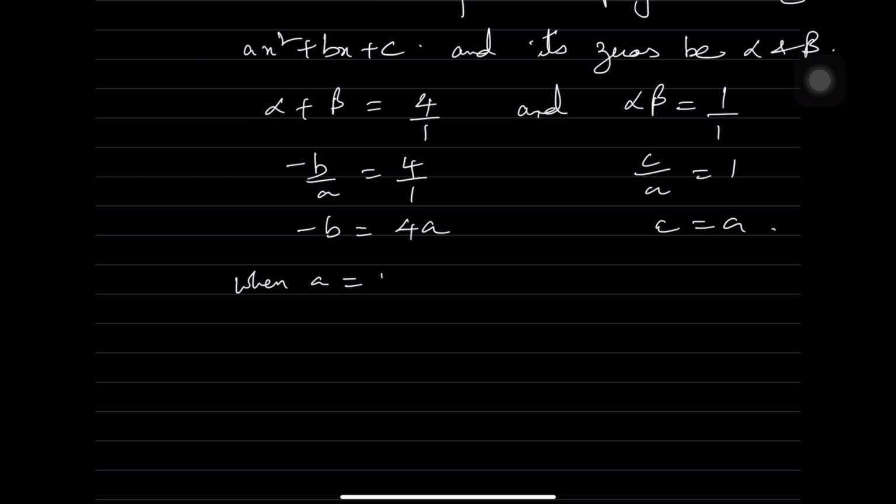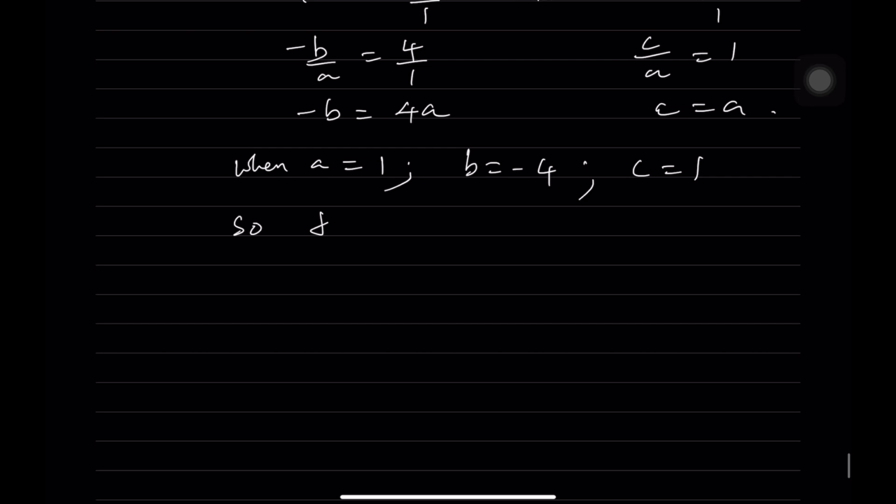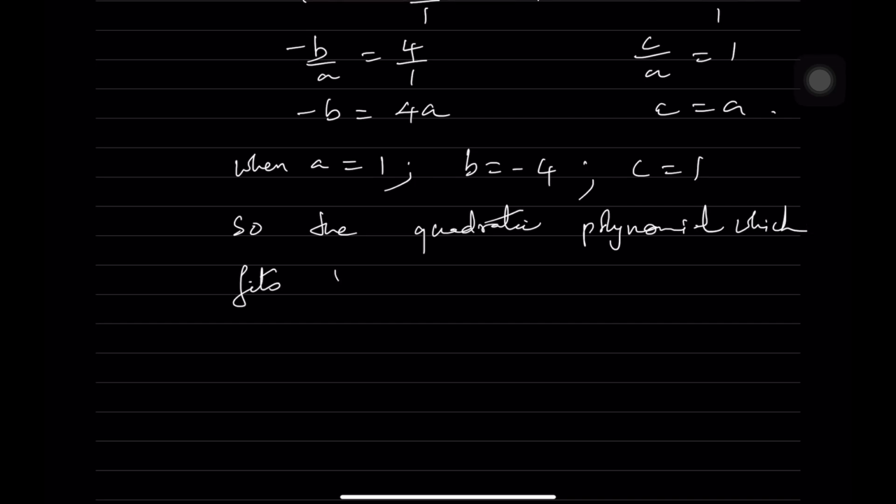If a is equal to 1, then you are having b is equal to minus 4 and c is also equal to 1. So therefore the quadratic polynomial which best fits the condition is ax square plus bx plus c. Substituting the value of a, b, c, you get x square minus 4x plus 1.